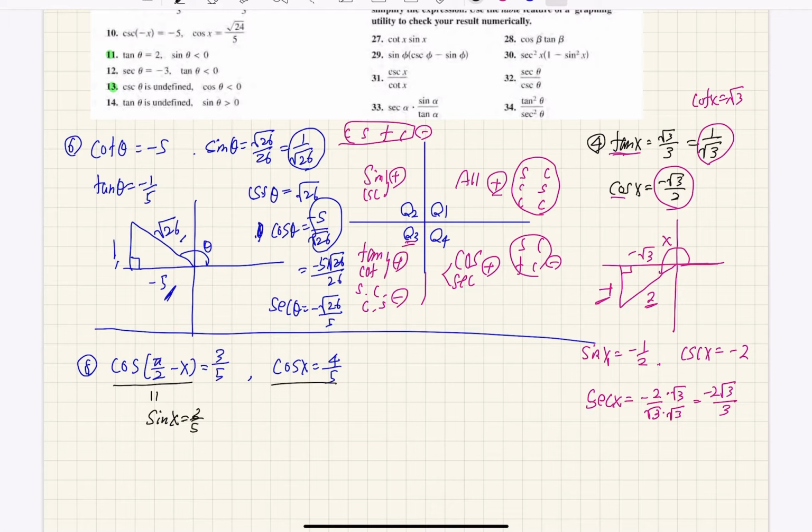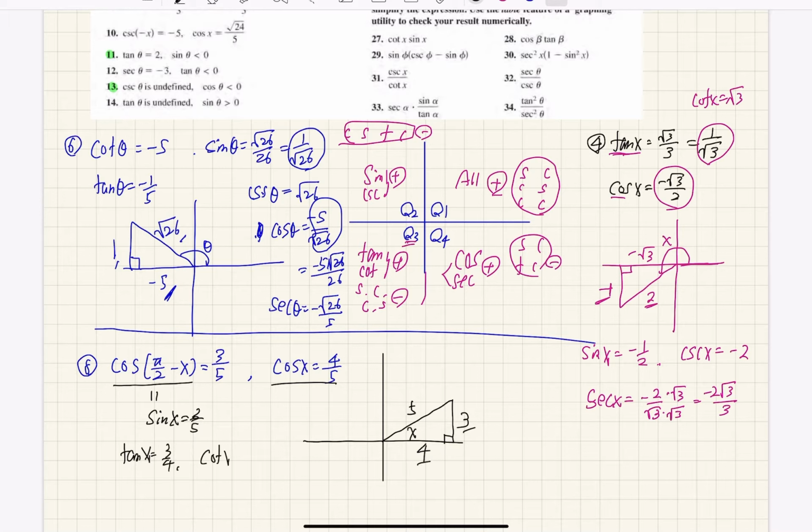Cosine x is 4 over 5. We can use the first quadrant, because only in the first quadrant are sine and cosine both positive. X is here. Cosine is adjacent over hypotenuse. Sine is opposite over hypotenuse. Now you can find tangent. Tangent x is opposite over adjacent, 3 over 4.